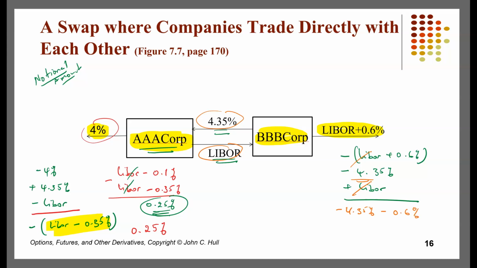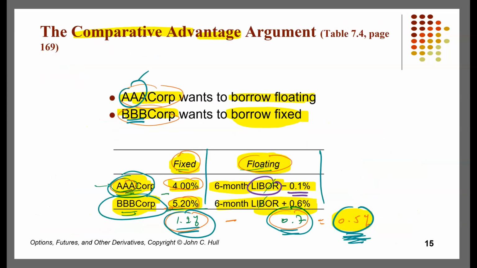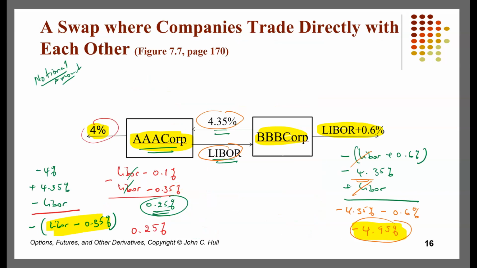That's what we're going to have there. And so the sum of these two is going to be minus 4.95%. That's how much BBB is going to have to pay as a fixed rate. Now, what could BBB have been paying in the fixed rate market? If we go back here, BBB was quoted at 5.2 in the fixed rate market, right? They were quoted at 5.2 in the fixed rate market, but by entering into the swap, they're paying 4.95.